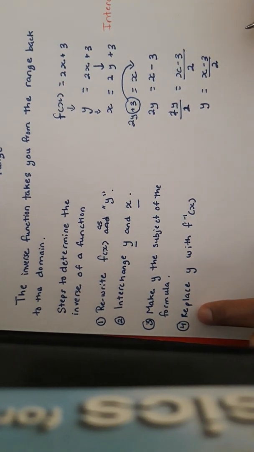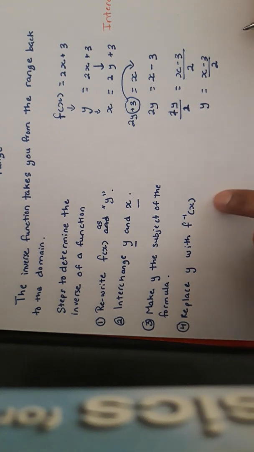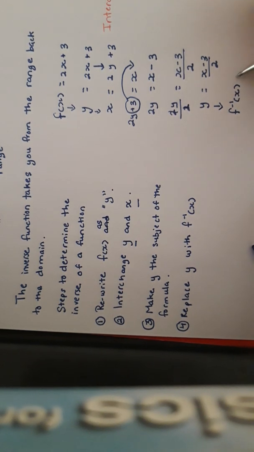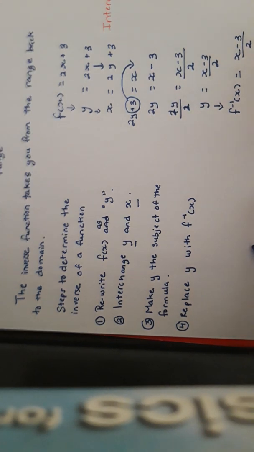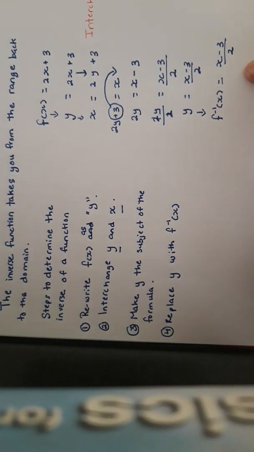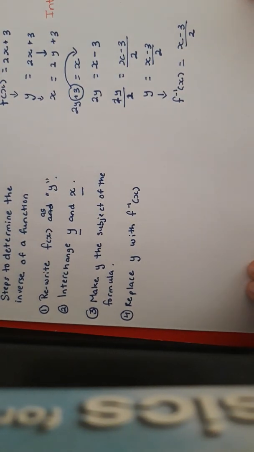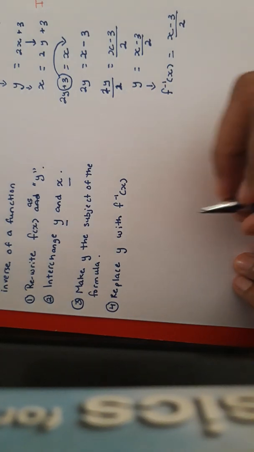Now, the final step is simply to replace y with f inverse of x. So instead of y, it's f inverse of x equals to x minus 3 on 2. And this is the expression for the inverse function. Let's see if it works, if it takes us from the range back to the domain.